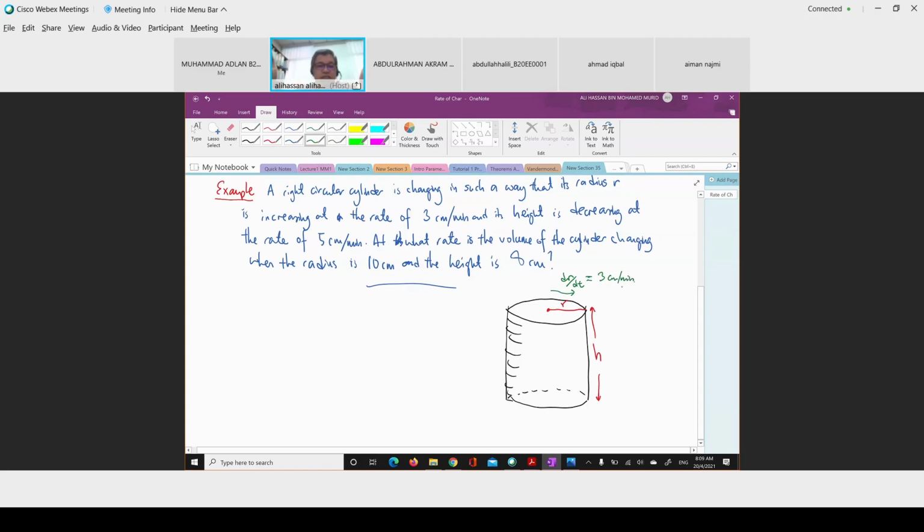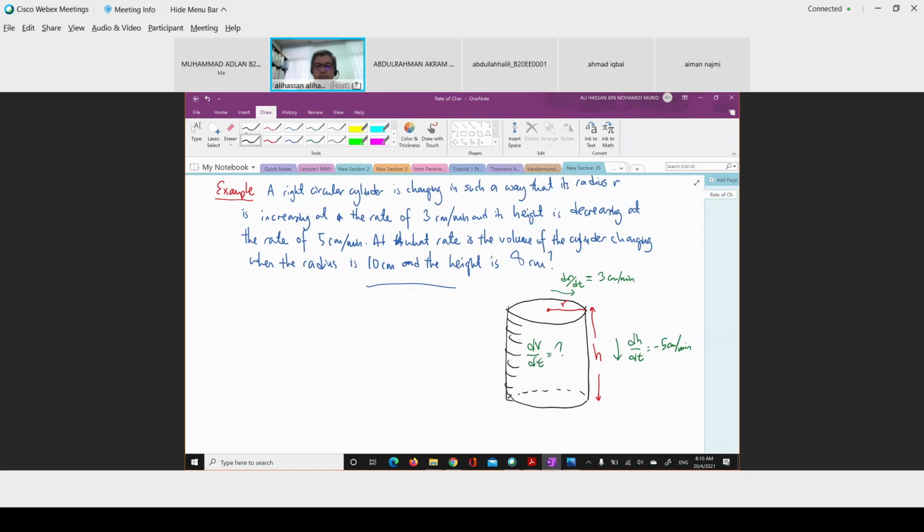So the radius is increasing, but the height is decreasing. The height here is decreasing at the rate of, because it is decreasing, we put a minus sign, minus 5 centimeter per minute. If it is increasing, we give it a positive sign. If it is decreasing, we put a minus sign. So we want to know dV/dt, the rate of change of the volume of the cylinder at the measurements radius equal to 10 centimeter and the height is 8 centimeter.